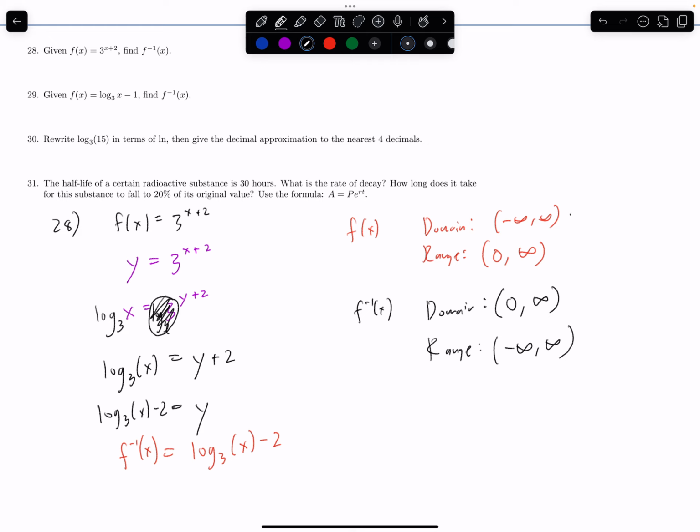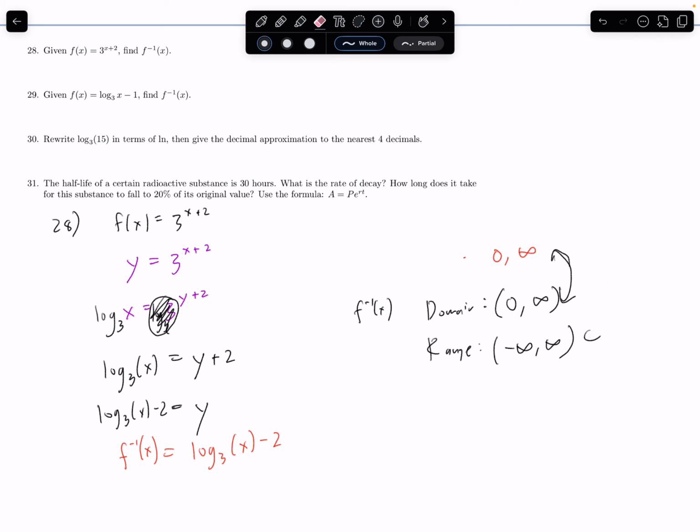And so note that these are swapped, right? So everything makes sense in the world. That wasn't asked of us, but that's kind of just the double check. If you have a proper inverse, the domain and range should be the reverse of the original function. And indeed it is the case for this.